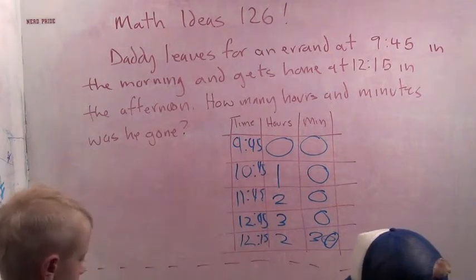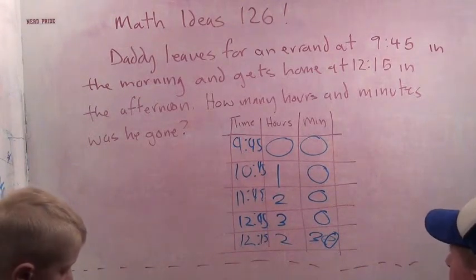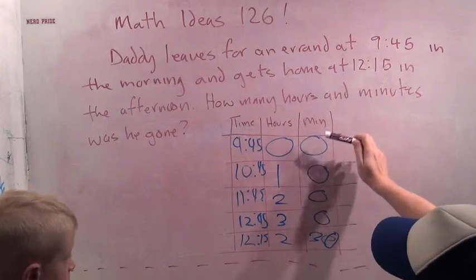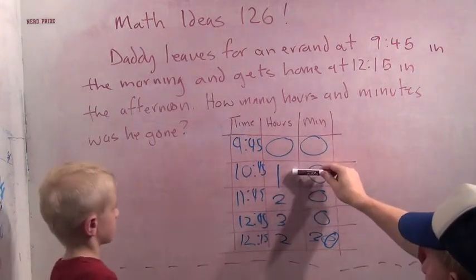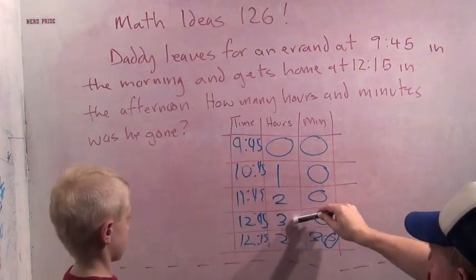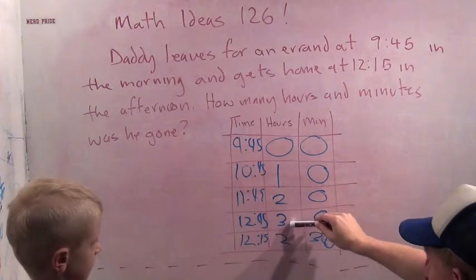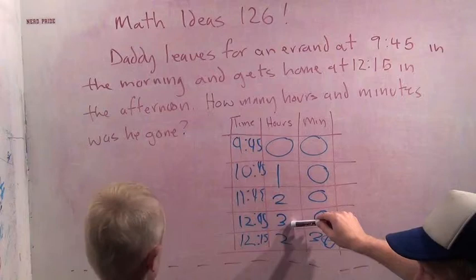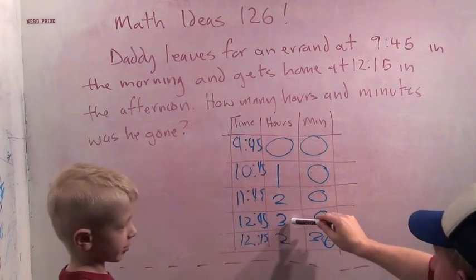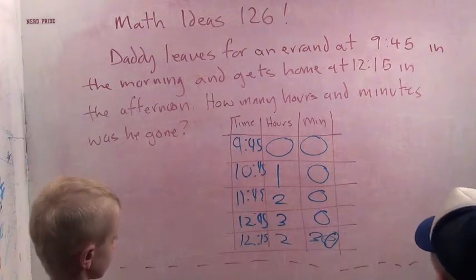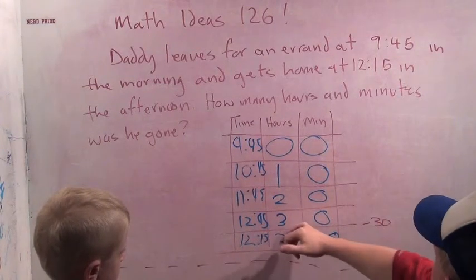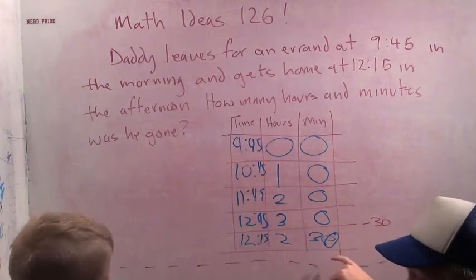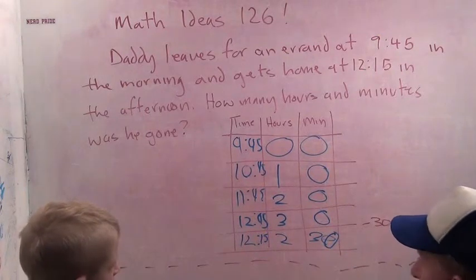Very good. Okay, so this was a fine way of figuring this out. You made a little chart and you walked forward by an hour every time. So you went from 9:45 to 10:45 to 11:45 to 12:45. But what was the problem with 12:45? Then it was too far, so we backed up. So we had to go backwards half an hour. So then we really went minus 30 minutes. So 3 hours minus 30 minutes is 2 hours and 30 minutes.